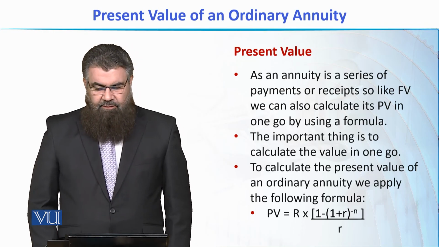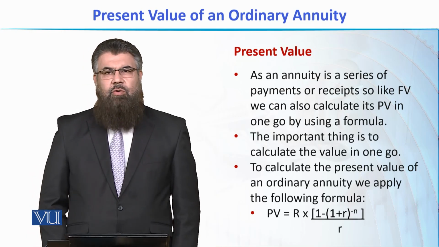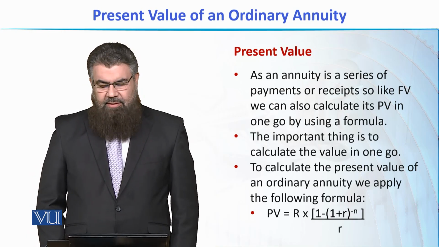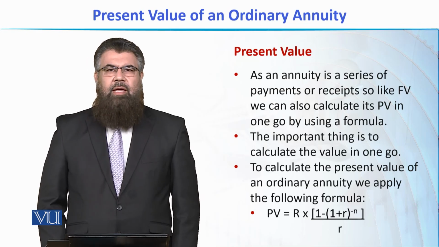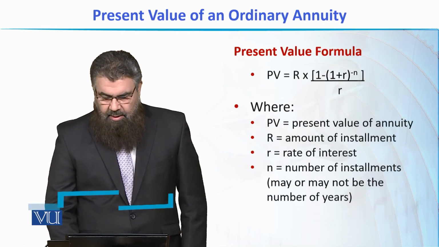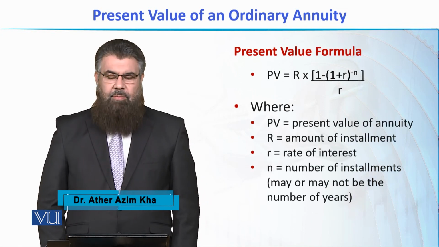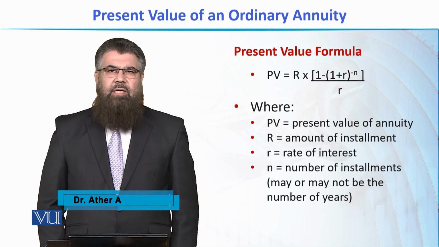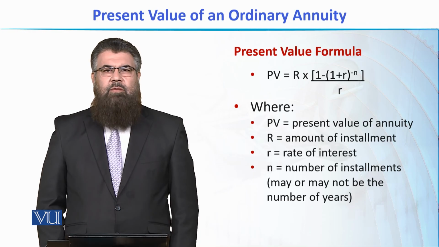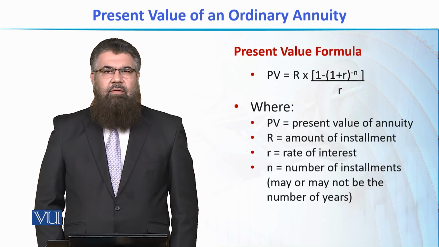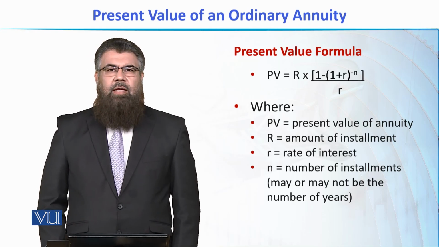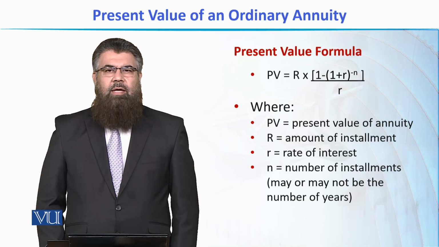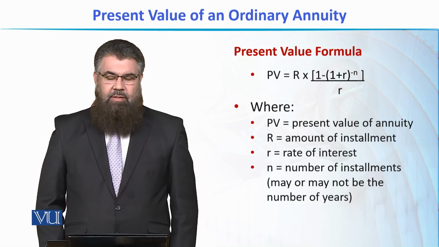Let's have a look at this formula. This is the formula which is shown on your screen, the present value of an ordinary annuity formula. Have a look at the contents of this formula. Here PV stands for the present value of annuity, and when we use the term present value of annuity, we mean ordinary annuity or deferred annuity. We have discussed that an ordinary annuity or deferred annuity is one in which the payments or receipts are at the end of the period.